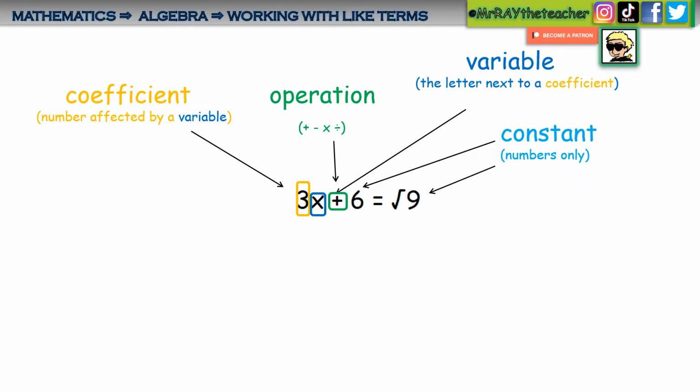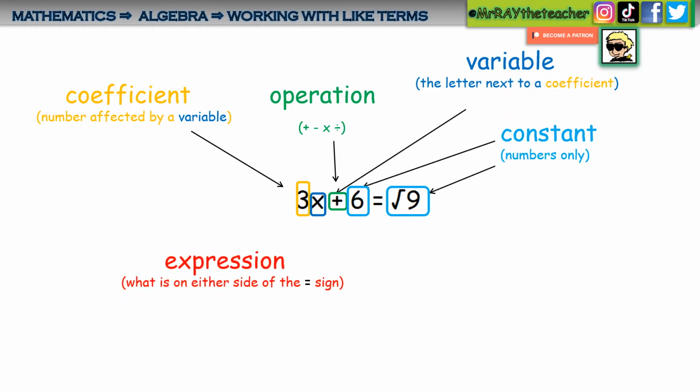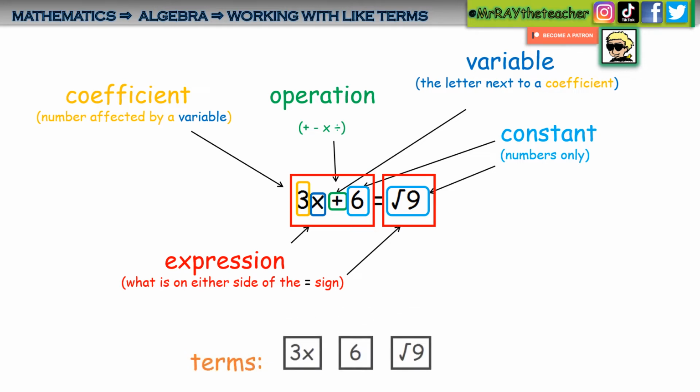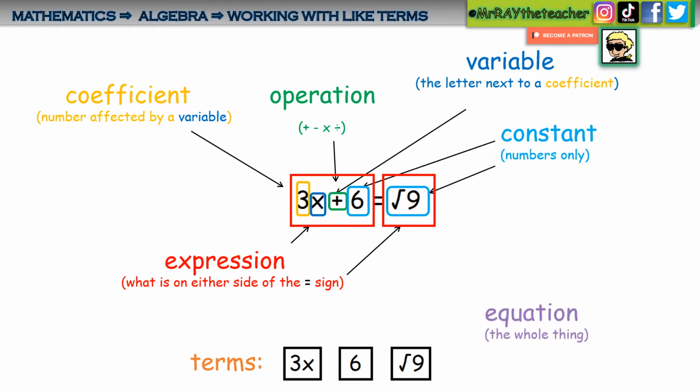You have your constants. Oh, you can tell I've been teaching English recently. And there you go. The constants are your numbers only. They have not been impacted by a variable. That's why I put them in blue. And then you have your expression, and that goes on either side of the equal sign. Here are our red boxes. We have our terms, and we play with these figures: the 3x, the 6, and the square root of 9. And we have the equation, which is the whole thing.